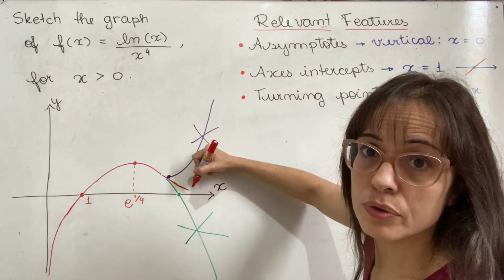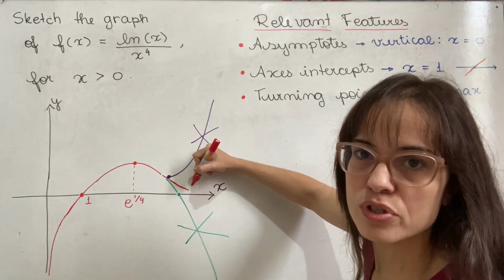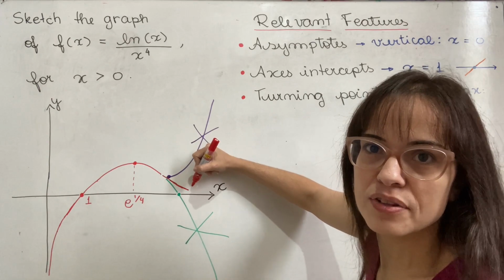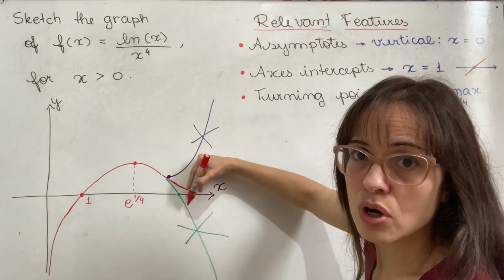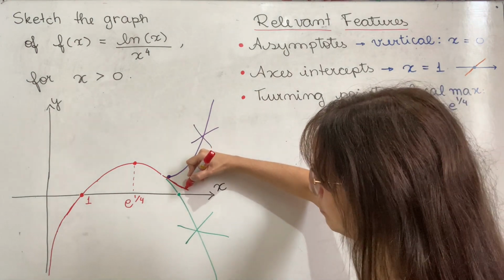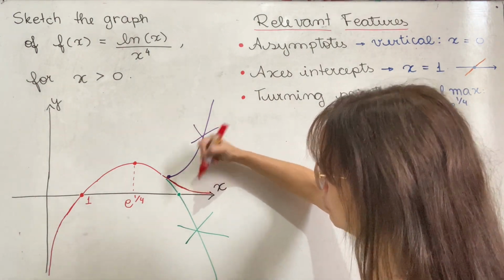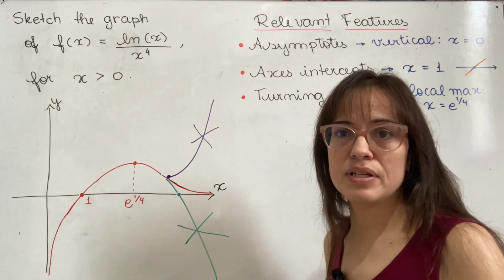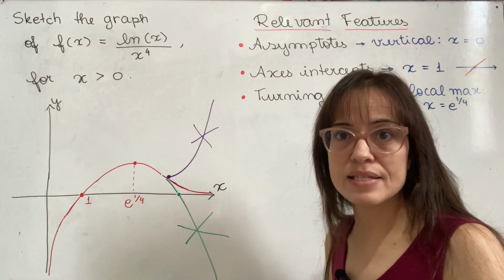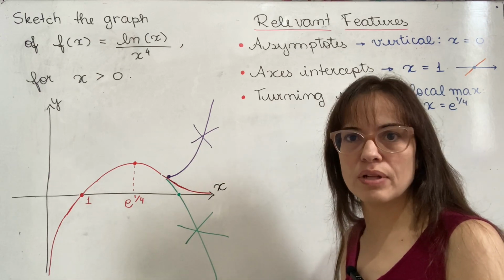Well, it does go down. It just can't cross the axis, right? It goes down because it's a decreasing function at this part. So it is going down, but it can't cross the axis. And that's how I find out that this function has an asymptote. It also has a horizontal asymptote.